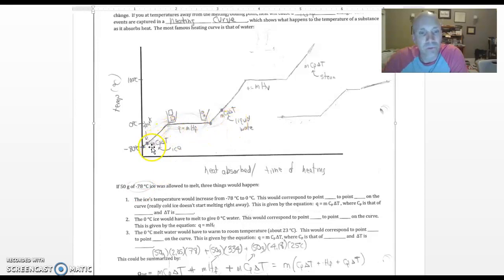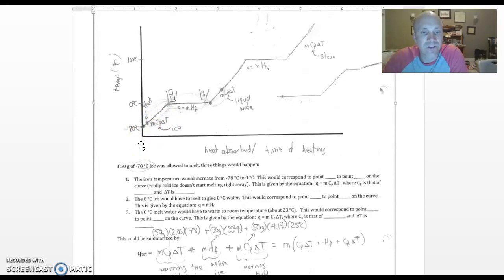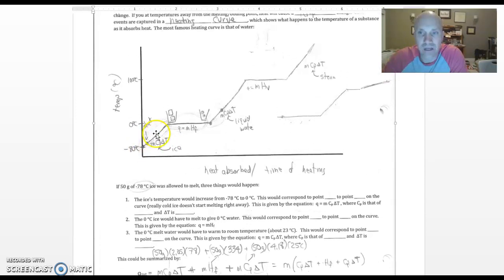Well, let's take a look where we're starting and where we're ending. The starting point would be about right here. That would be about minus 78. Okay. So what's the first thing that block of ice is going to do? The first thing is it's got to warm up. It's got to absorb some heat until it gets to the melting point.